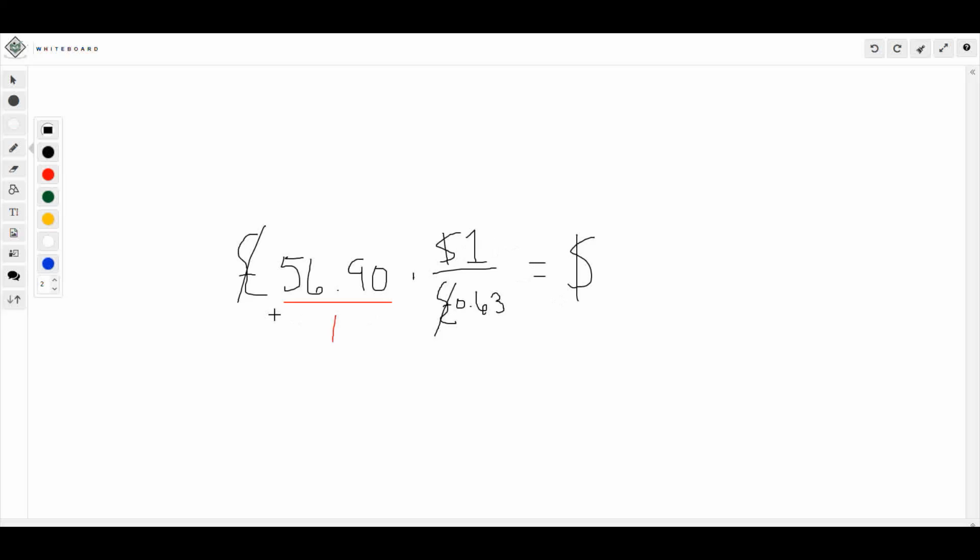Okay, so we're left with our $1 there. So basically we have a fraction that we're multiplying. I don't know if you remember, but you really can't cancel it this way. If these were whole numbers, you could cancel them out, but we're not going to worry about that right now. So basically we're just going to multiply across. So 5690 times 1 gives us 5690 over 1 times 0.63 gives us 0.63.